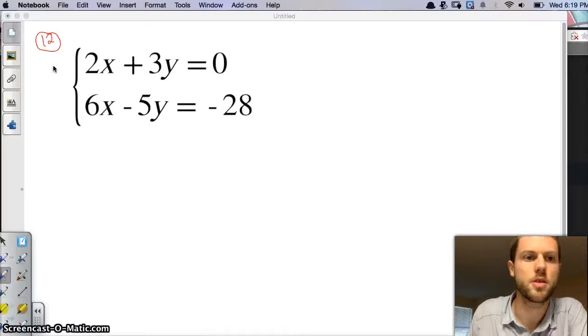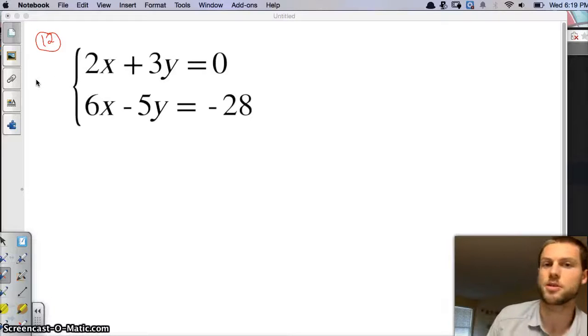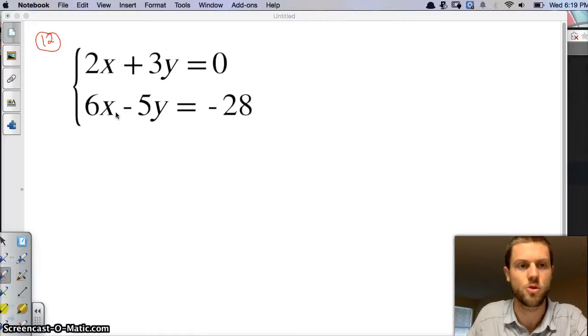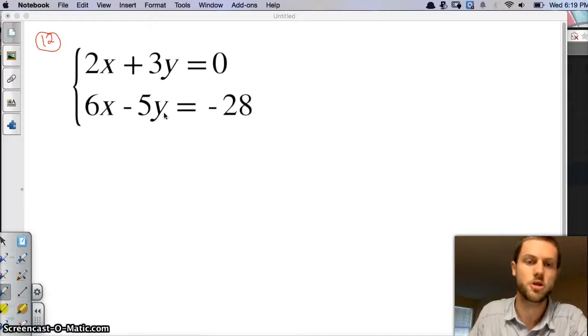All right, everybody, this is a problem that comes out of your homework. It's not one of the assigned problems, but it's from that same page, so you can follow along with me if you like. This is number 12. It's on the front of that homework, and we want to solve this system of equations. So we're going to use elimination here.